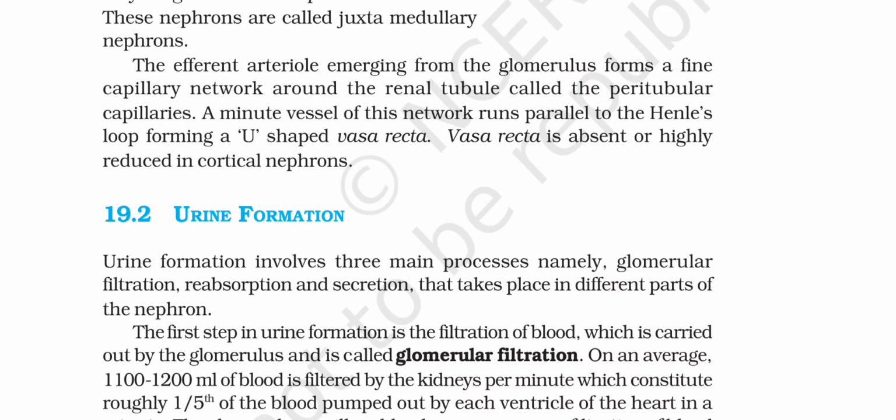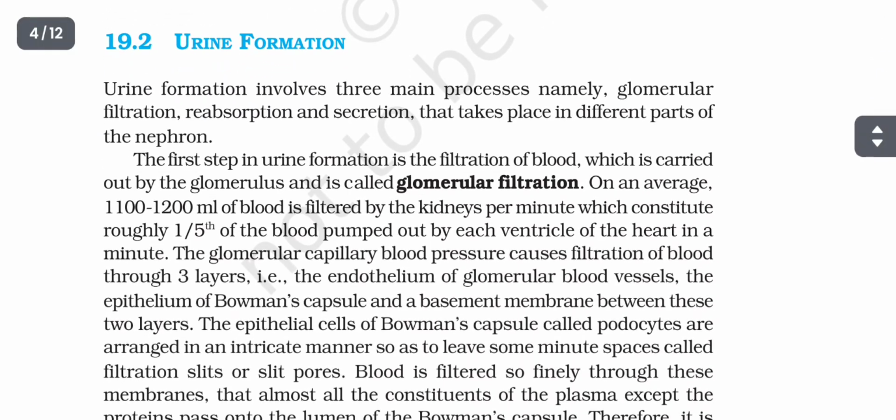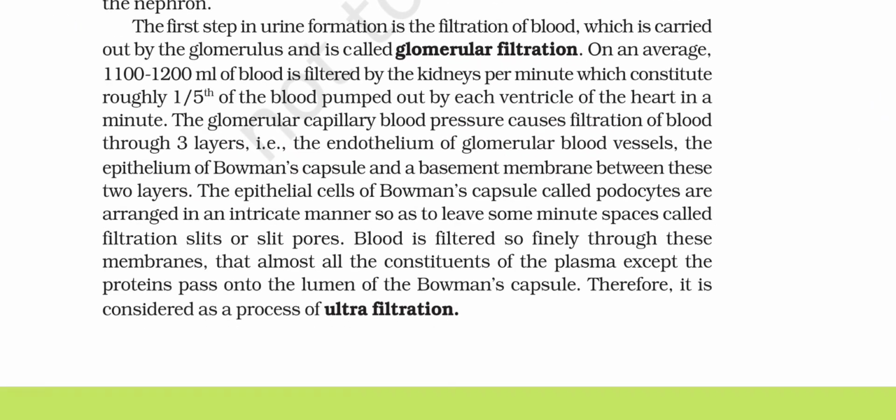Vasa recta is absent or highly reduced in cortical nephrons. Urine formation. Urine formation involves three main processes, namely glomerular filtration, reabsorption and secretion, that take place in different parts of the nephron. The first step in urine formation is the filtration of blood, which is carried out by the glomerulus and is called glomerular filtration.